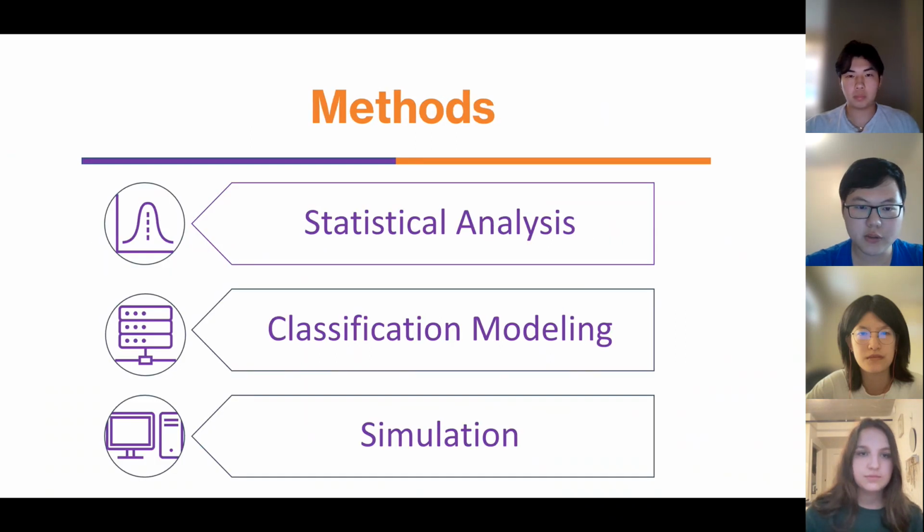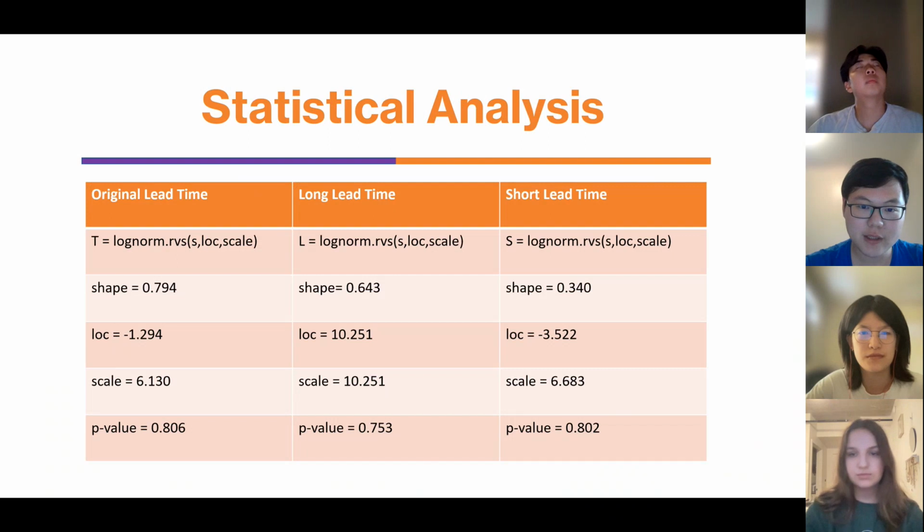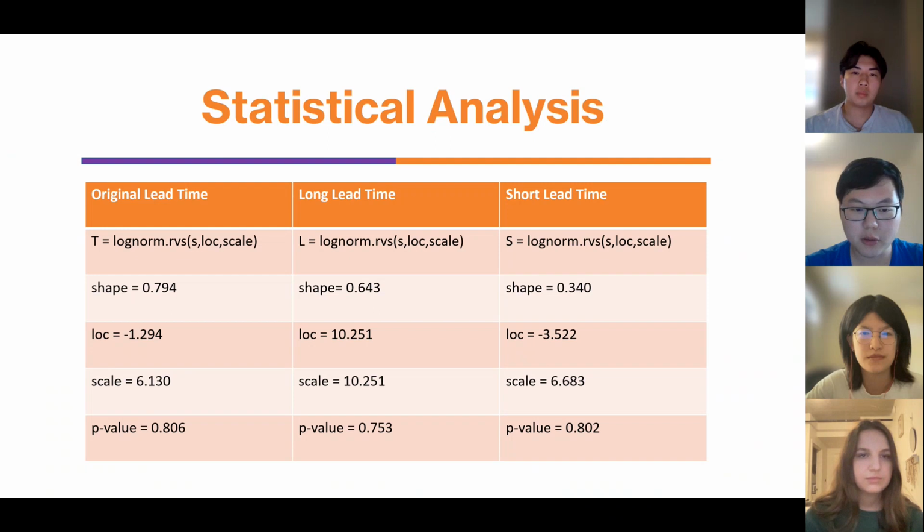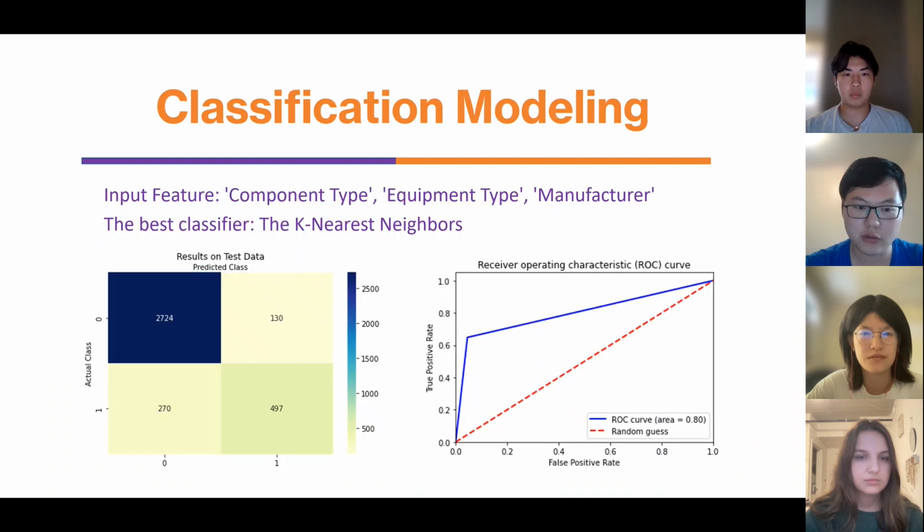For the methods, we use statistical analysis, classification modeling, and simulation. For the statistical analysis, we fit all our data with a log normal distribution, which has a very high p-value calculated by chi-square test, so it is a good fit. And for the classification model, we use the KNN algorithm, and our input is component type, equipment type, and manufacturer type, and our response is the lead time. And you can see our result is pretty good.